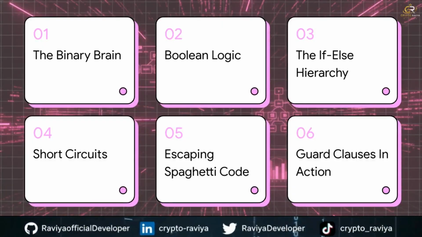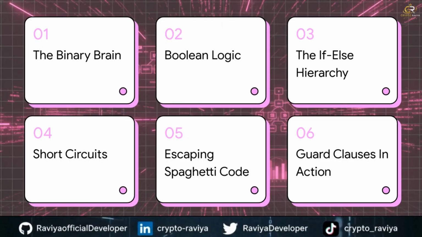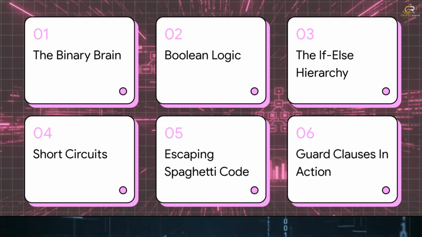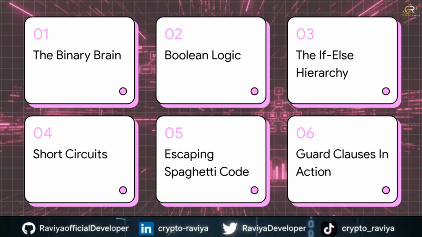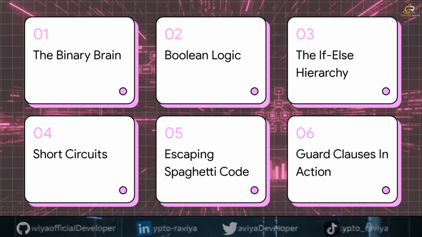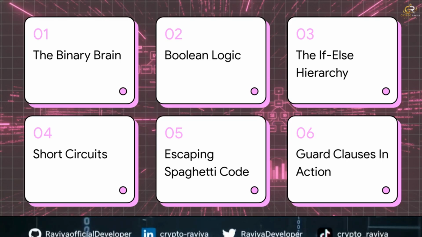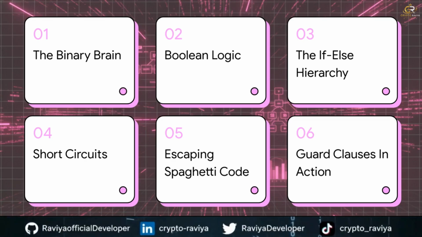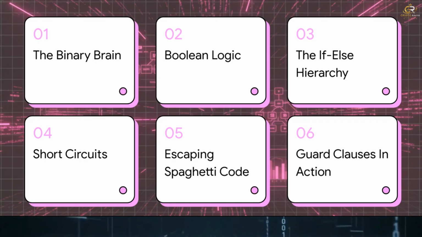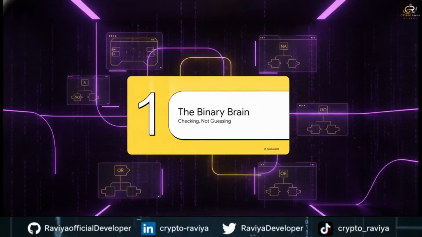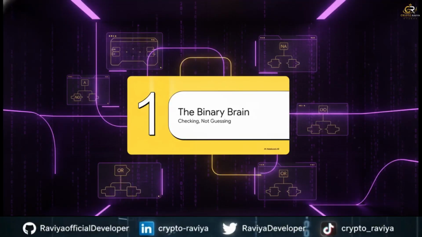Here is our roadmap for today. We'll start with 1, the binary brain, and 2, Boolean logic and operators. Then we'll cover 3, the if-else hierarchy, and 4, short circuits and logical chaining. Finally, we'll look at writing cleaner logic by 5, escaping nested spaghetti code, and putting 6, guard clauses in action. All right, let's jump into section 1, the binary brain.